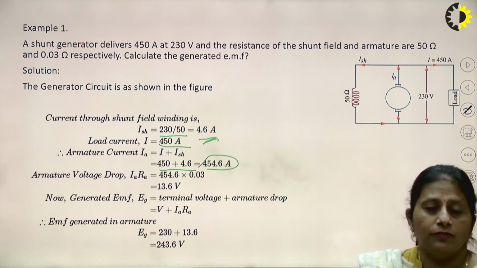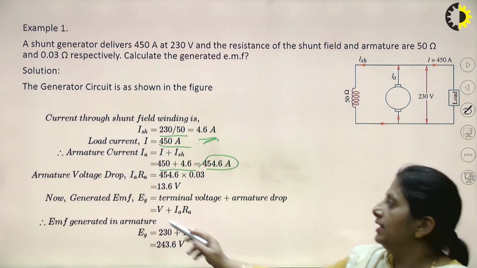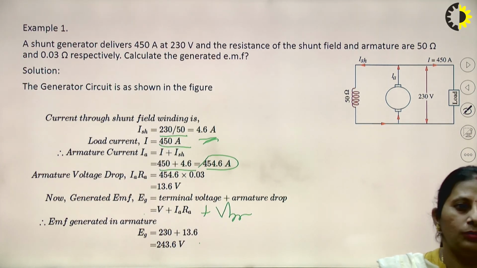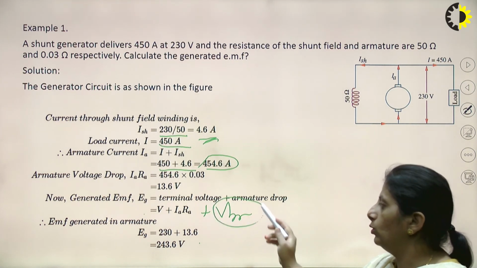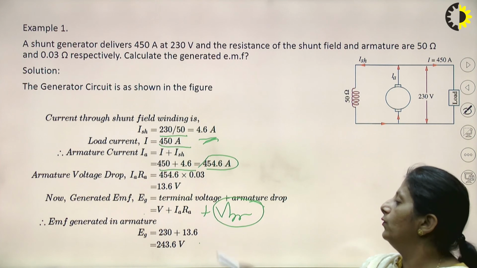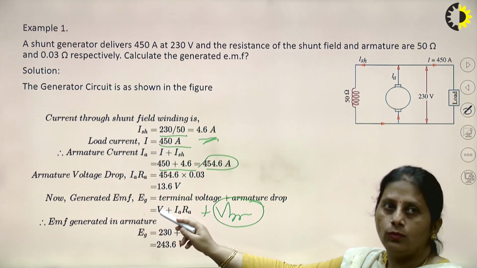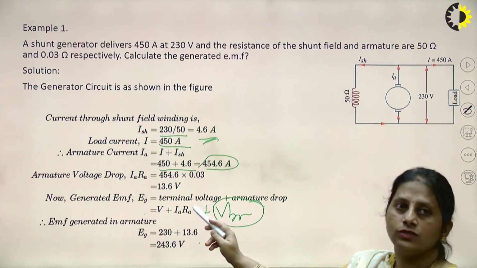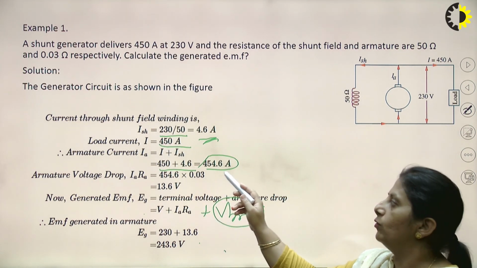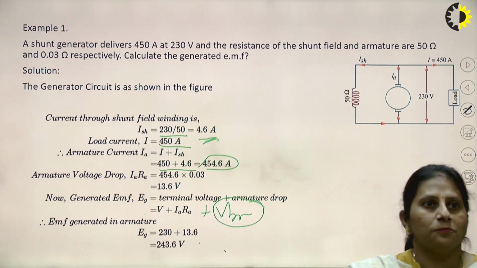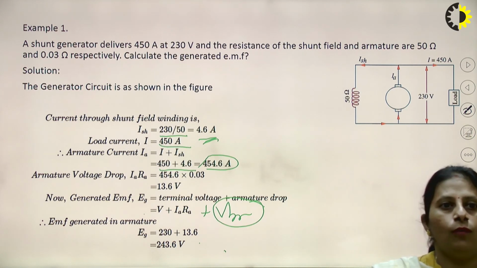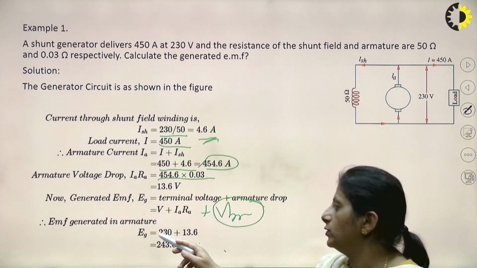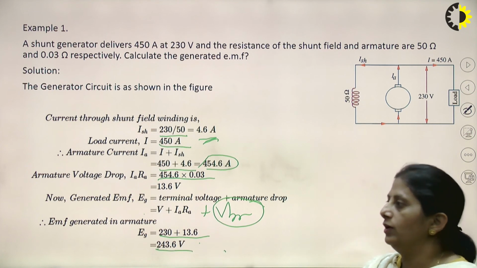Now the generated EMF expression is given by EG equals V plus IARA plus V brush. We don't have any information regarding the V brush, so we'll be neglecting it. Although it is a very small value, we are neglecting that. So V plus IARA. V is already known to us, the terminal voltage is 230, plus IARA. What is IA? We have just found it as 454.6, and RA is 0.03. So 454.6 into 0.03 is 13.6, right? So the generated EMF is 230 plus 13.6, that is 243.6 volts.